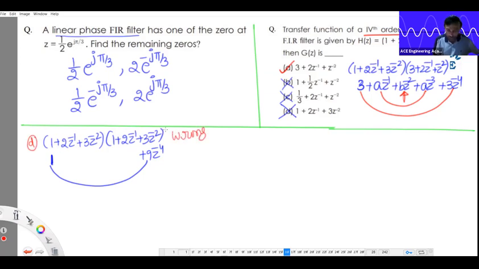If I repeat the same G(z) transfer function again, 1 into 1 becomes 1, 3 into 3 becomes 9. Symmetry means the first coefficient and last coefficient must be the same. That is also not happening. Automatically option A is correct. The word linear phase means symmetry or anti-symmetry is compulsory. Okay.